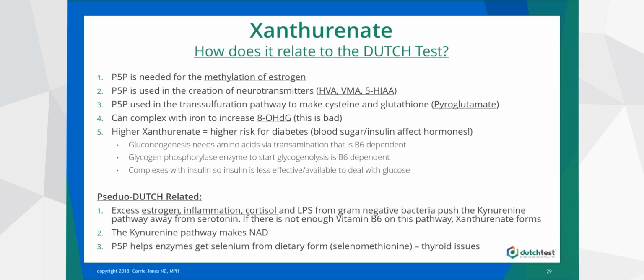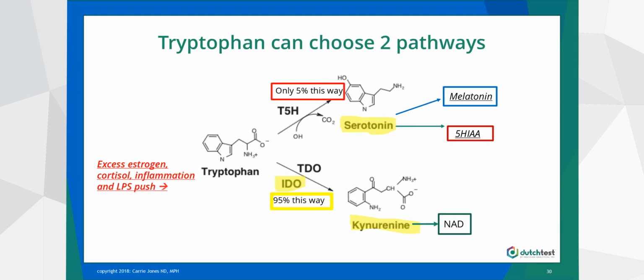And P5P does help enzymes get selenium from the dietary form. So if you're telling people to eat foods high in selenium for their thyroid, but they're B6 deficient, they're not going to get that benefit. So now they may have thyroid issues, is just one example.